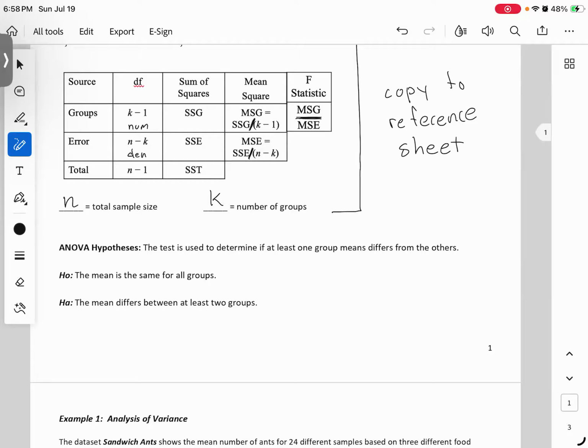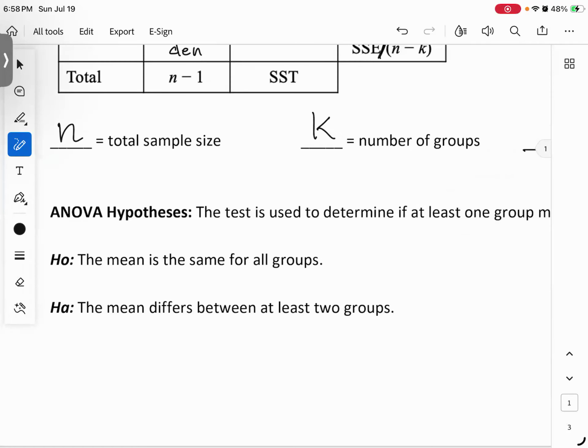The H0 and the HA are going to be a lot like we did in the last section, 7.2, more like statements, sentences. Now, what the null is going to do is keep things really straightforward. It's going to say, nope, there's nothing different about the groups.